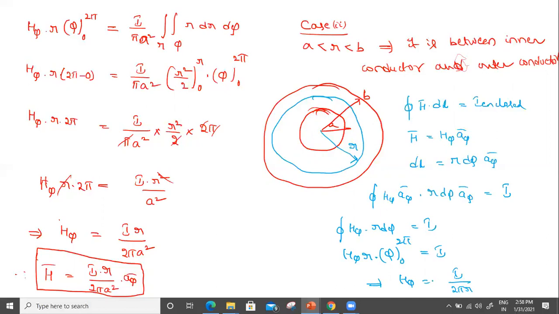This is the H phi. Once you know the H phi, we can calculate H bar. The H bar equals I by 2 pi r into a phi bar. This is the case 2 magnetic field intensity. Here I have done direct steps because I have already done the step-by-step procedure in the first case.